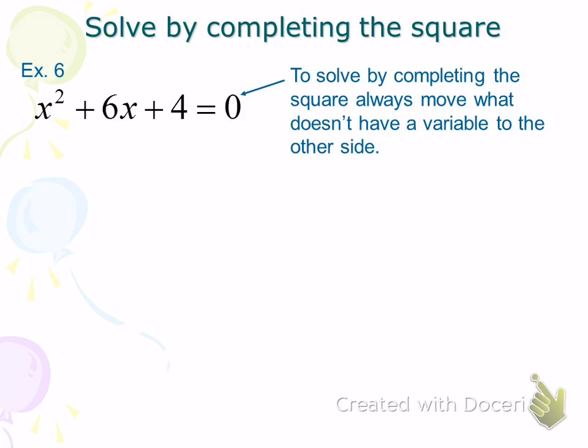Can this one be factored? There's no factors of 4 that add up to be 6, are they? So let's solve by completing the square. X squared plus 6x equals negative 4. And then completing the square process says take half of the middle coefficient, square it, and add it to both sides. So that would be what? 9. Add 9 to both sides.